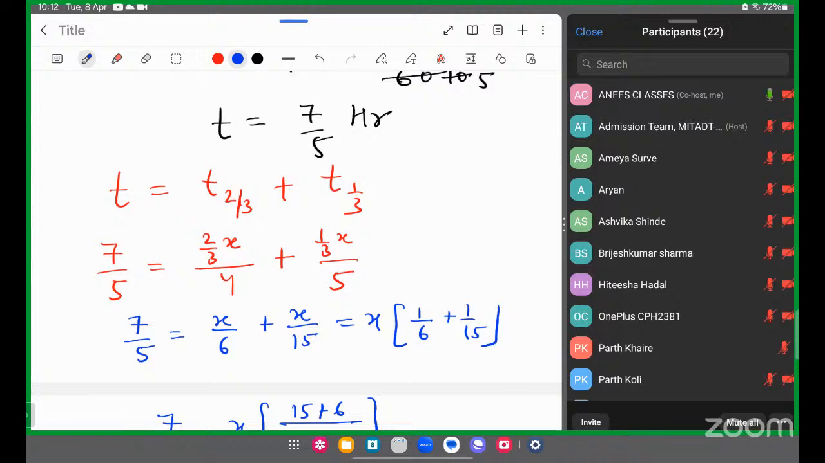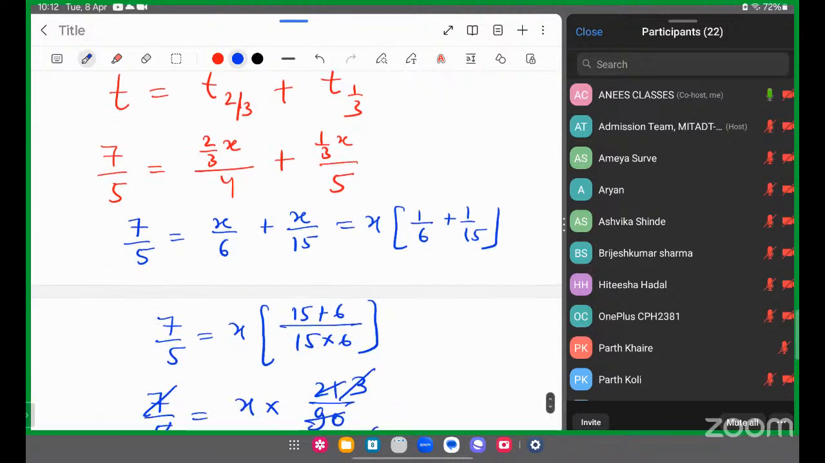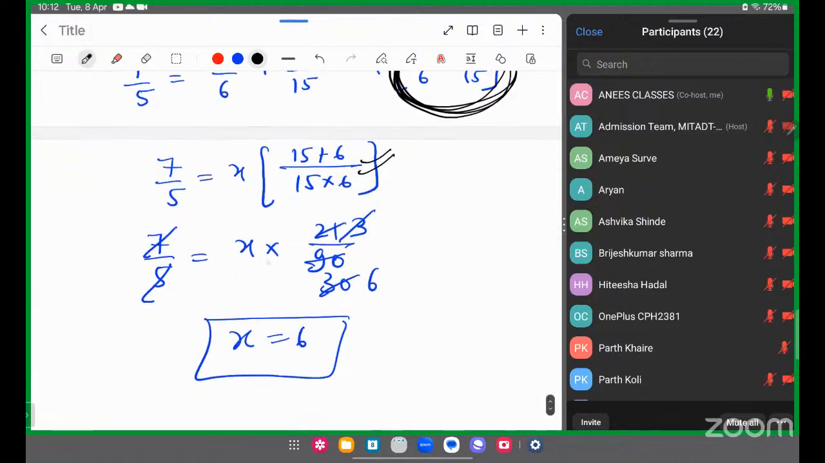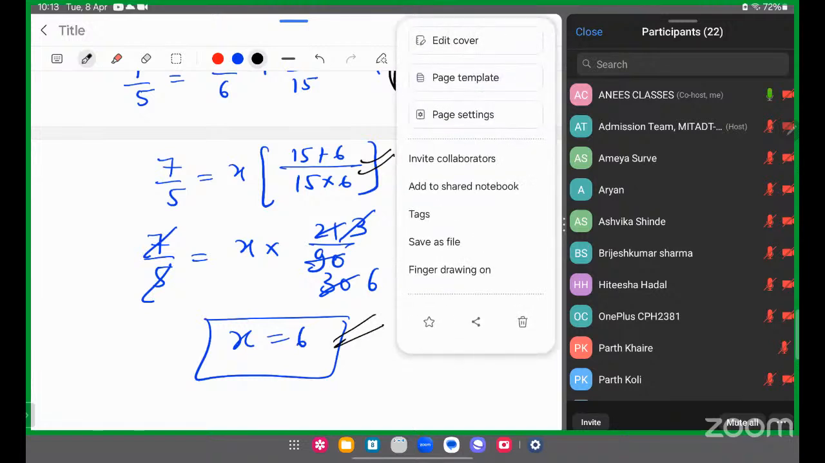In the first case, distance is 2/3 of overall distance and speed is 4. In the second case, remaining distance is 1/3 of the overall distance and speed is 5. So if you adjust it, 2 will divide 4 two times, 3 will be in denominator. So this will be x by 6, this will be x by 15. Then we will take x common. It will be 1 by 6 plus 1 by 15. Then we will simplify by LCM. So this will be 7 by 5 equals x into 21 by 90, and then simplification will give 6 unit answer. Understood? Yes, sir.